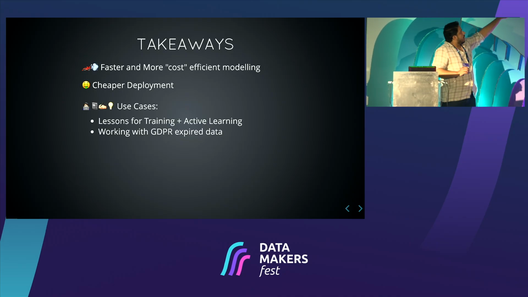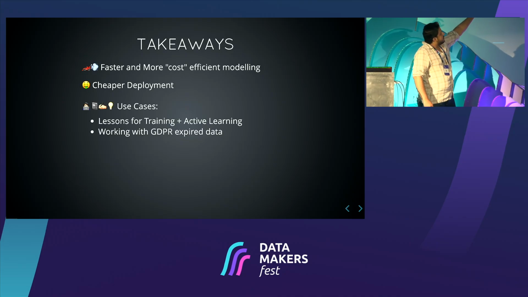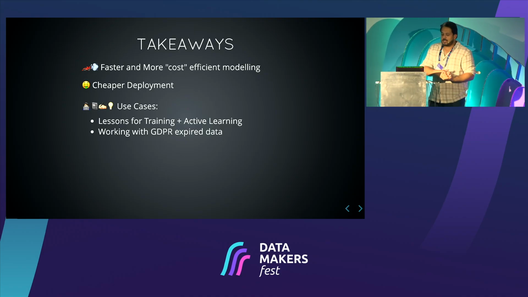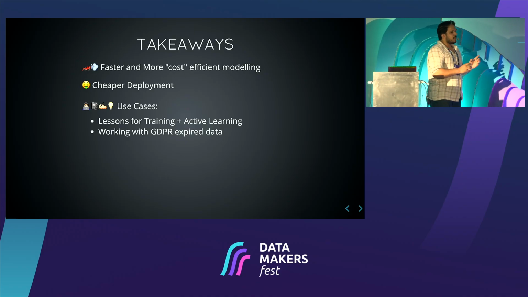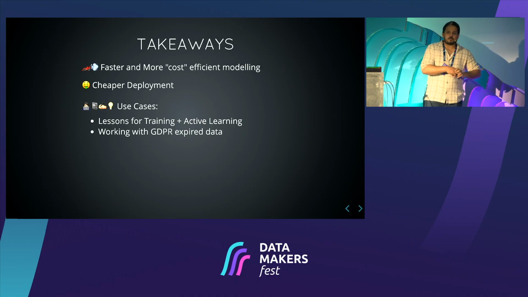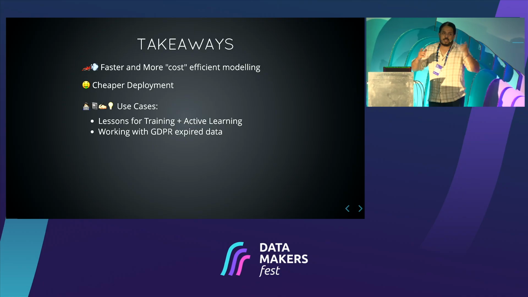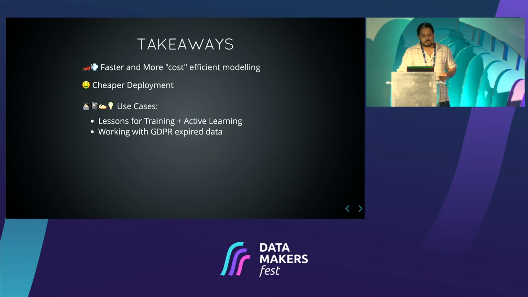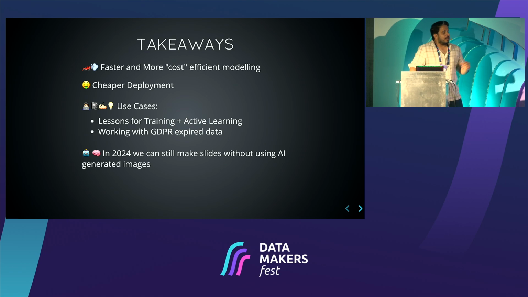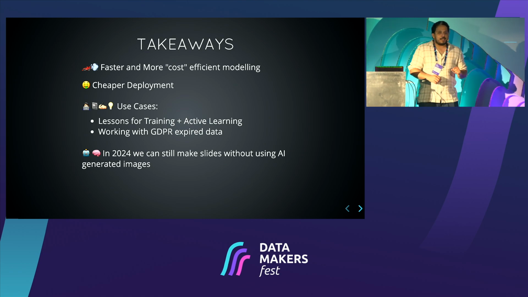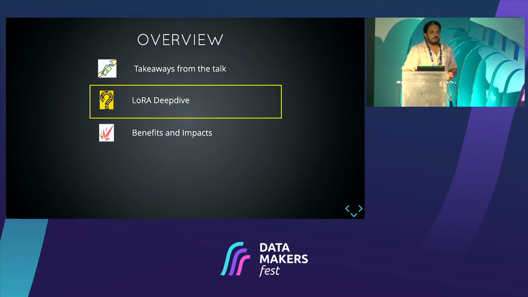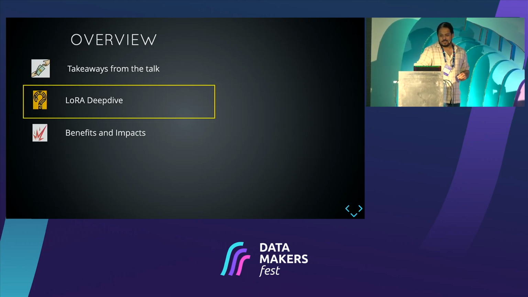And we'll do a couple of use cases and case studies about how it affects your training, active learning pipelines, and then a very niche use case, which probably all of us here are suffering from: GDPR expiry of data. That's a problem every organization faces, and somehow this technique pays off very well there. And then in 2024, we can still make slides without AI-generated images. OK, so the deep dive. Sorry.